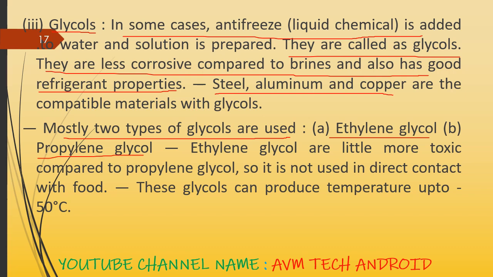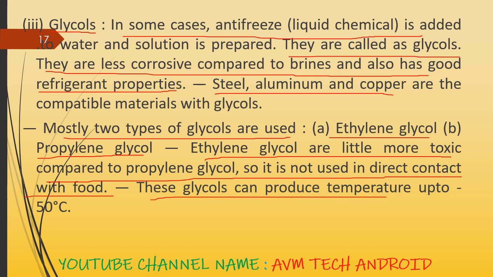Again you observe the comparison. Ethylene glycol is a little more toxic compared to propylene glycol. So they are not used in direct contact with food, very important. This glycol can produce temperature up to -50, but they are somewhat toxic. So they cannot come in direct contact with food, otherwise it will create a poison. So these glycols give a benefit over corrosion, but the disadvantage is they are somewhat toxic.